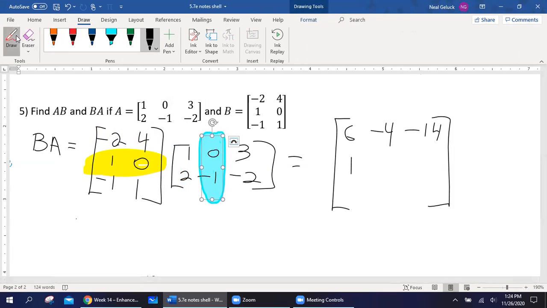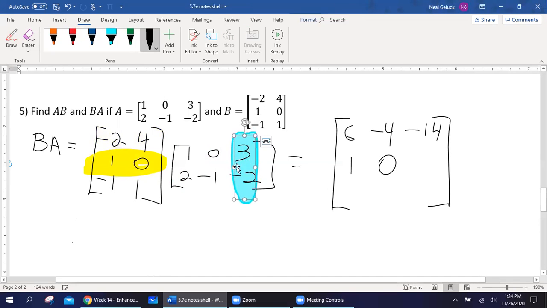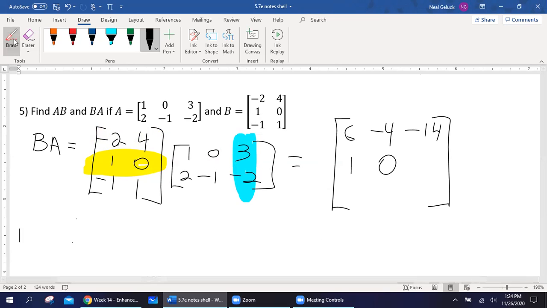Next column. 1 times 0, 0 times 0, 0. Next column. 1 times 3, 0 times negative 2. That would give me 3.